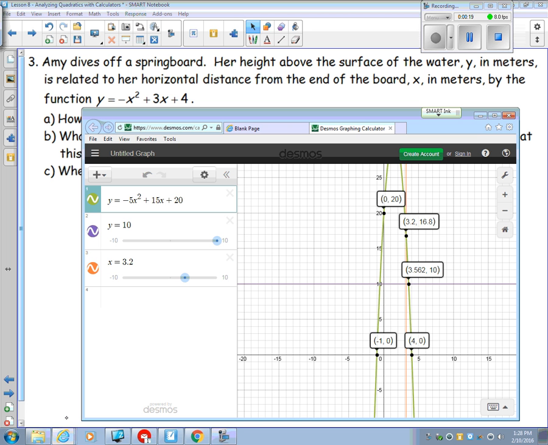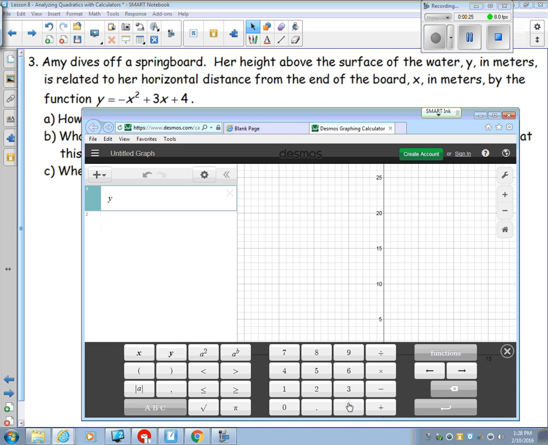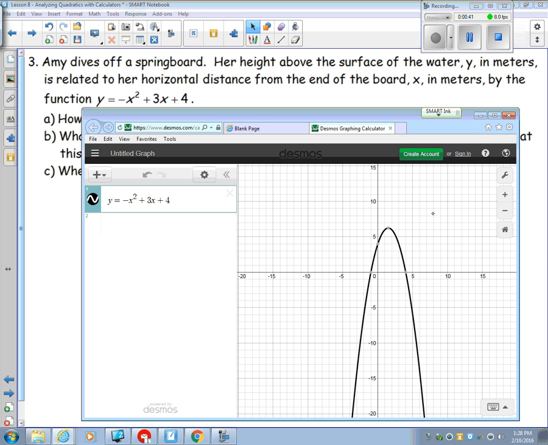I'm going to use my technology to save me the work. I'm going to get rid of the old ones and put in a new one. So y equals, what do we got this time? Negative x squared plus 3x plus 4. There we go. I move that around a little bit, not a good spot for me to see it. There we go, I can see that. Kind of looks like a diving board, right?